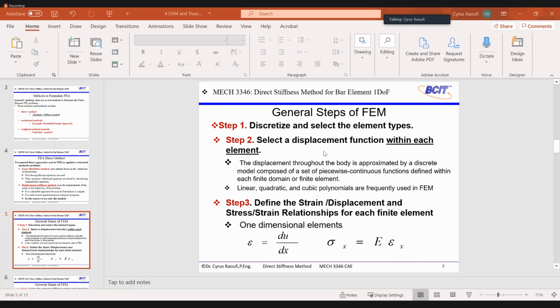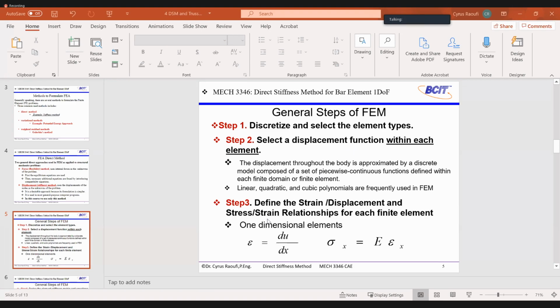Now, in the numerical approach, we are going to make a decision about the type of elements, and then we are going to select what is called a displacement function. And that displacement function is within each element. For example, for the deflection, we are going to look at a second order displacement function. And we say that I can model the displacement as second order. All right, this is what you're going to do.